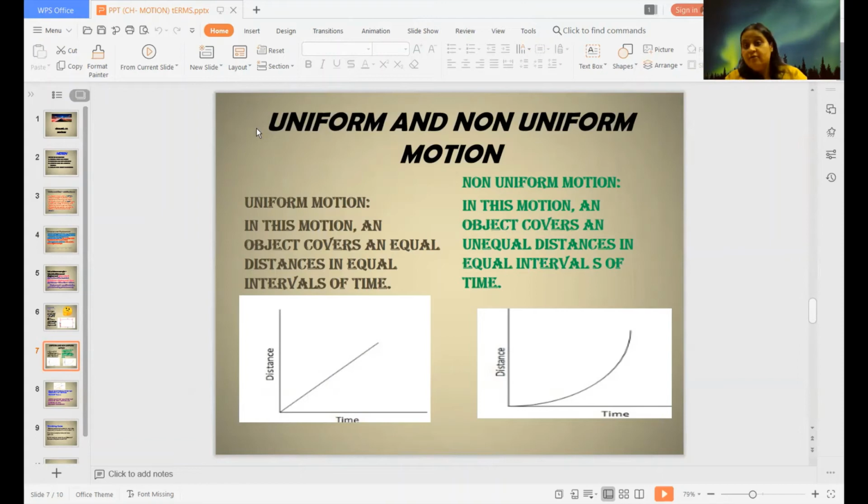On the other hand, non-uniform motion. In this motion, what happened? Let's see an example. Now change the situation. Again, you have started your journey at 10 o'clock. You have checked the time till 10:30. Say you have covered 2 kilometers. From 10:30 to 11 o'clock, because of some reason, you have stopped in between. So you were able to cover only 1 kilometer. The time is the same, the distance is now different.